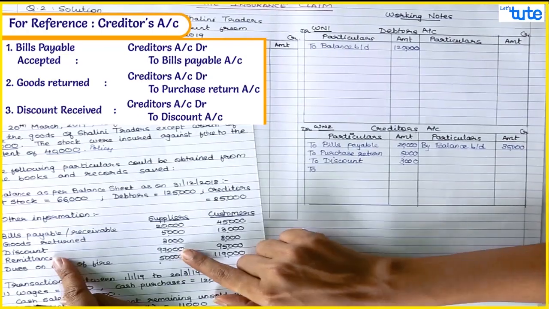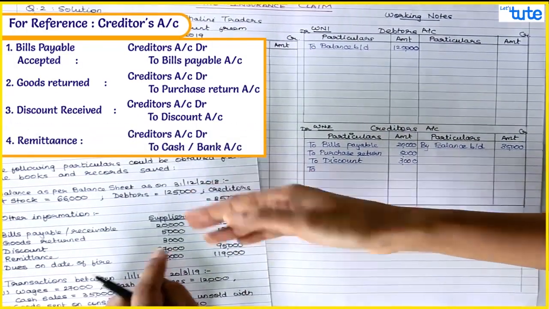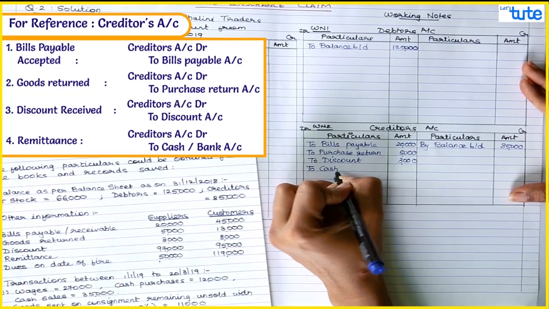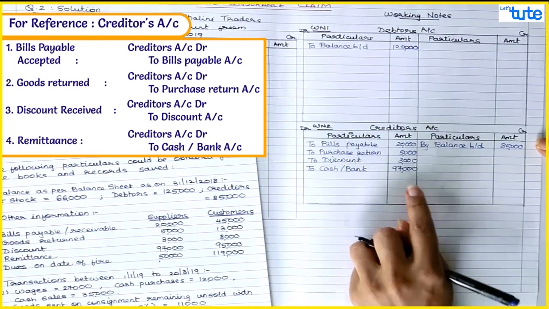Remittances. What do you mean by remittances? Remittance means this much amount we must have paid to the creditors. So we'll say by cash bank account. So cash bank would be 97,000. So that is your remittance.